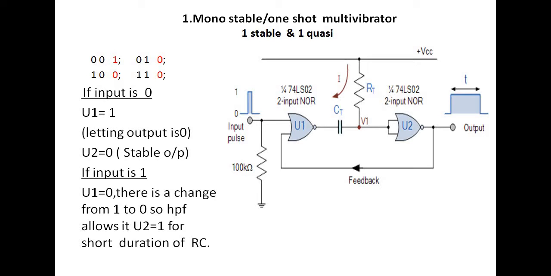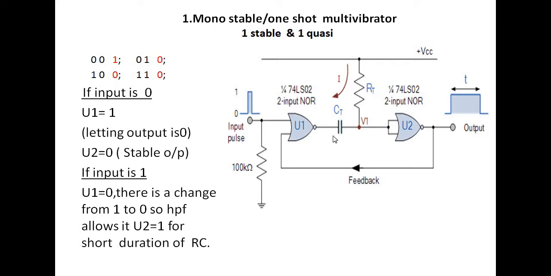A NOR gate is nothing but an OR gate with an inverted output. Which means if you have the bubble at the output, the OR gate will become a NOR gate. If the input for the OR gate is 0 0, output will be high. If the input for the NOR gate is high, output will be low. Look at here carefully. We have two NOR gates, U1 and U2.